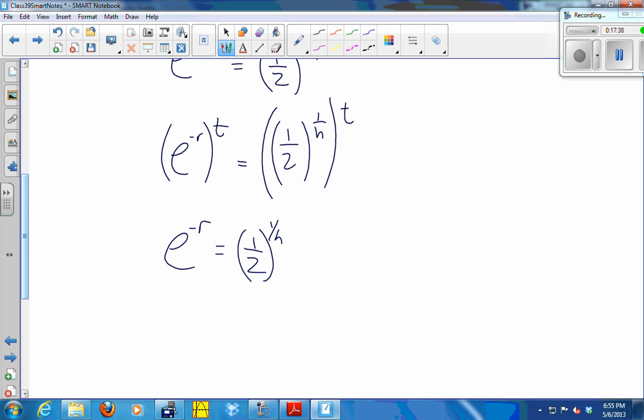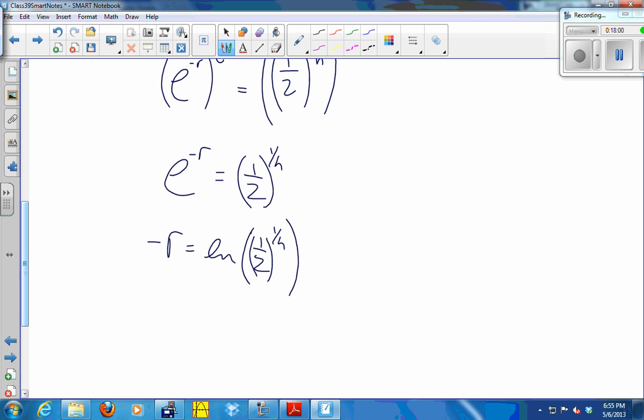So if I were to solve this equation for R, I would take the ln of both sides, and I would get negative R times 1/2 equals the ln of 1/2 to the 1 over H. And then I could bring the 1 over H down in front, and I would get R equals negative 1 over H times the ln of 0.5, or 1/2.